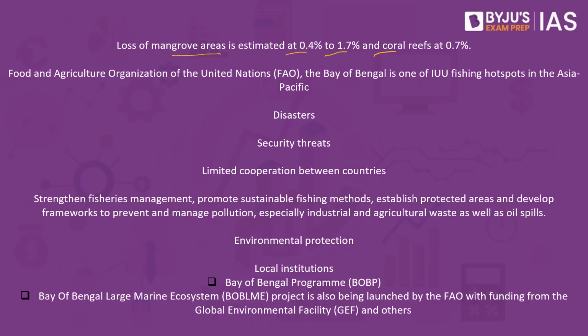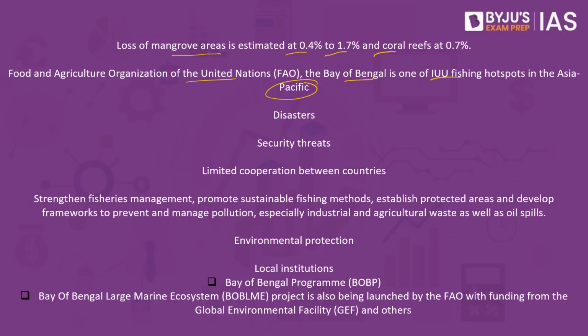The second major problem is in reference to fishing. The Food and Agriculture Organization of the United Nations says that the Bay of Bengal is one of the IUU fishing hotspots in the Asia Pacific region. What do we understand by IUU? Basically, it is nothing but illegal, unreported, unregulated fishing.